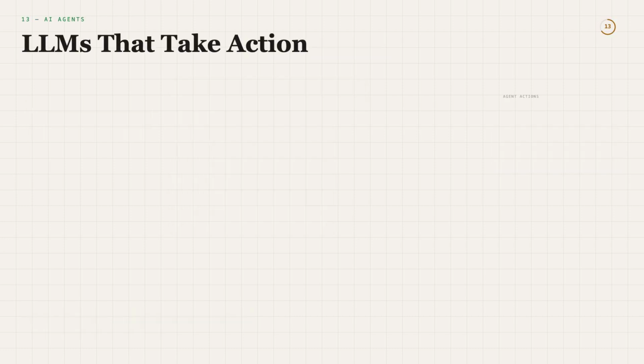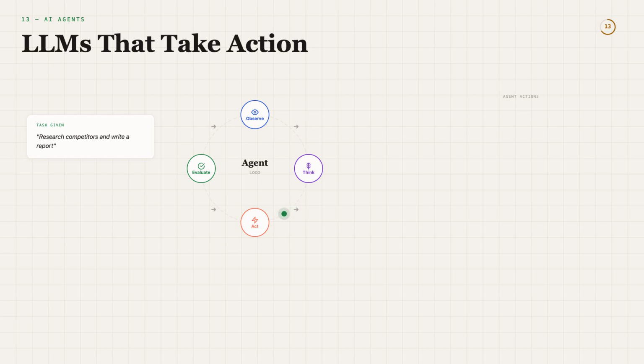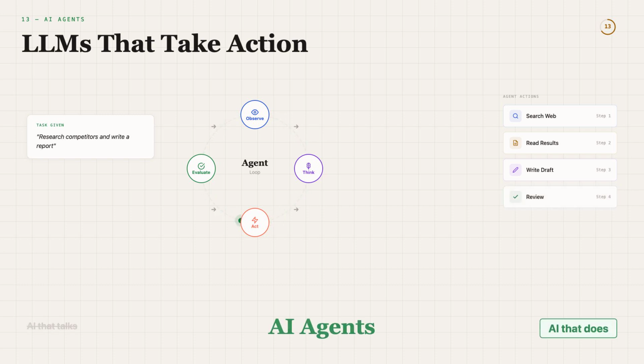Most AI just answers questions. An agent does more. It takes action. An AI agent follows a loop. Observe, think, act, evaluate. You give it a task like research competitors and write a report. It searches the web, reads the results, takes notes, writes a draft, reviews it, and refines it. All on its own, using whatever tools it needs. It's the difference between an AI that talks and an AI that does.